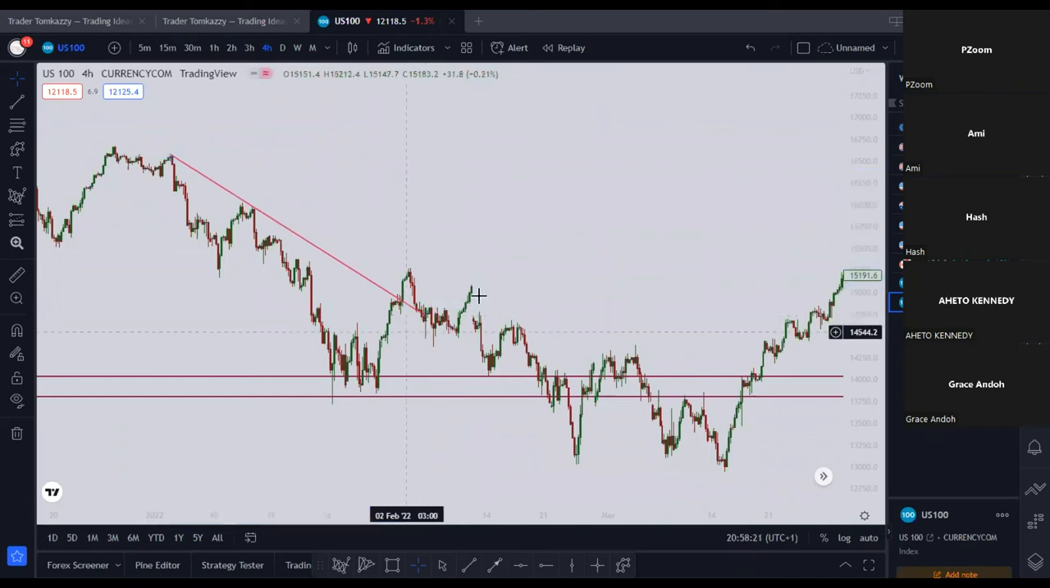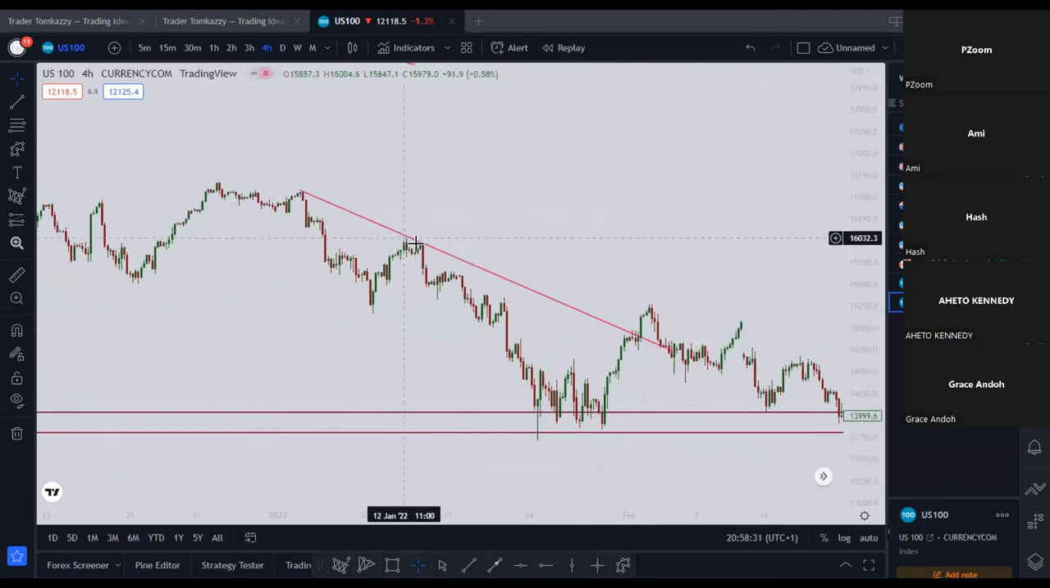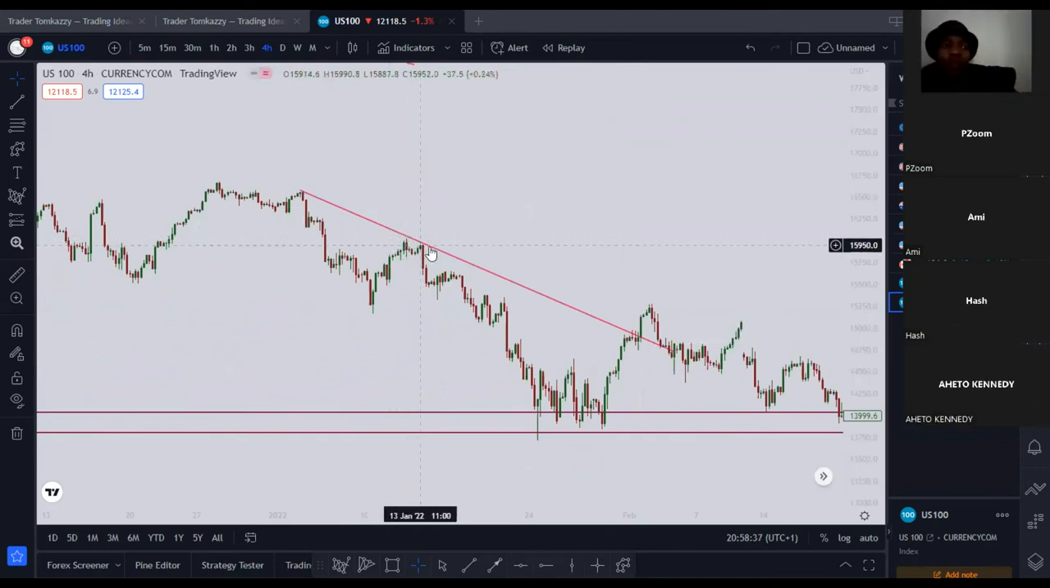You got this here nicely. This is the second touch, even the third one. The third one is just here. But some consider these two as one, because they are of equal high. But I'll consider it to be the third one, especially after seeing this engulfing candle pattern. I'll jump into this market here.